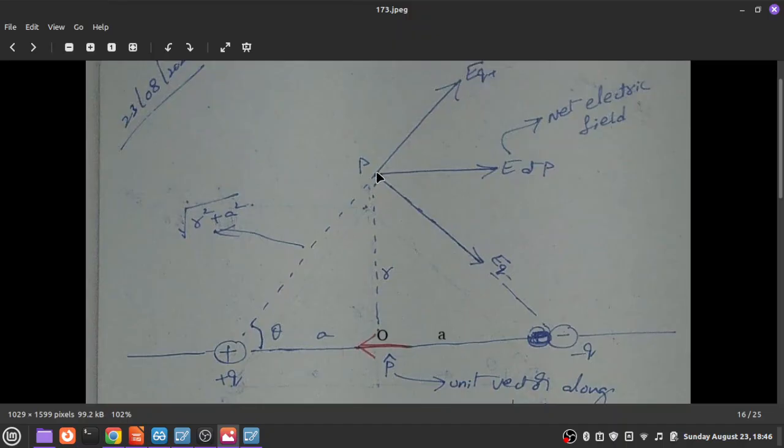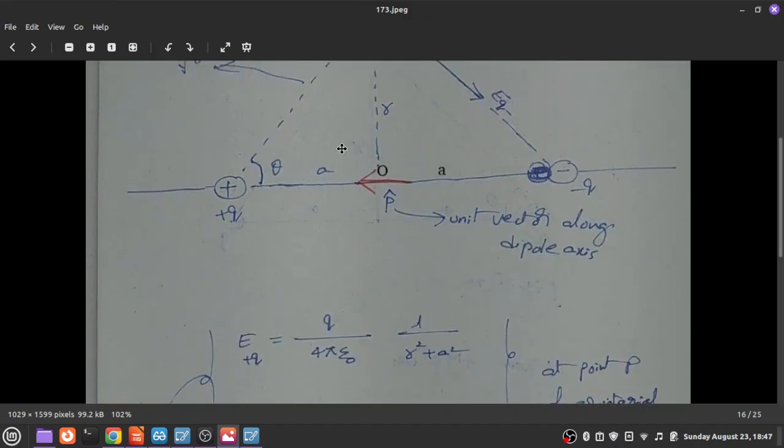For these two electric fields, we find a horizontal component and a vertical component. These vertical components will cancel together, and so the total electric field is along this direction. That is what was explained previously.